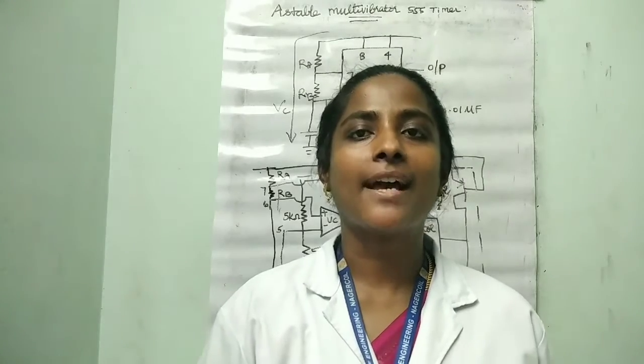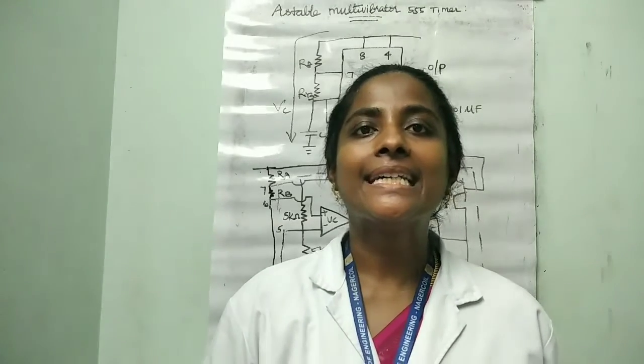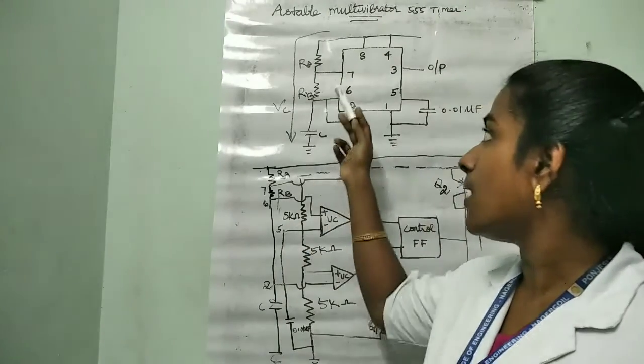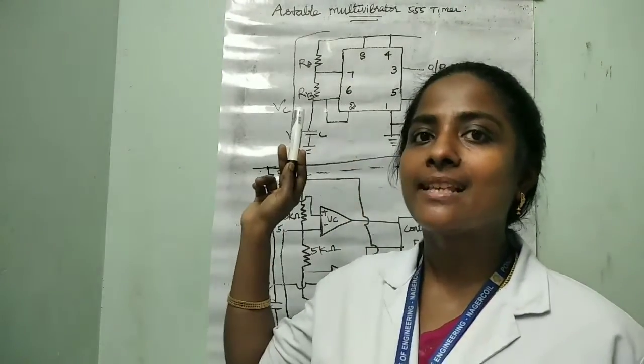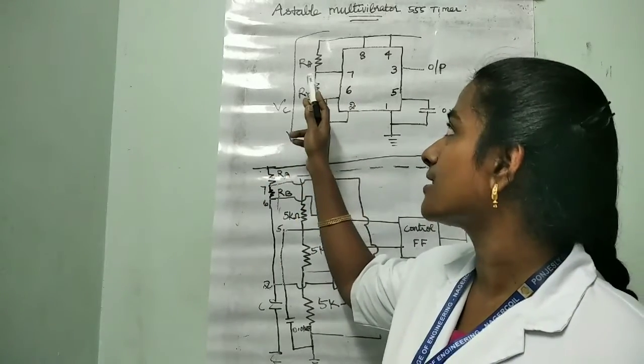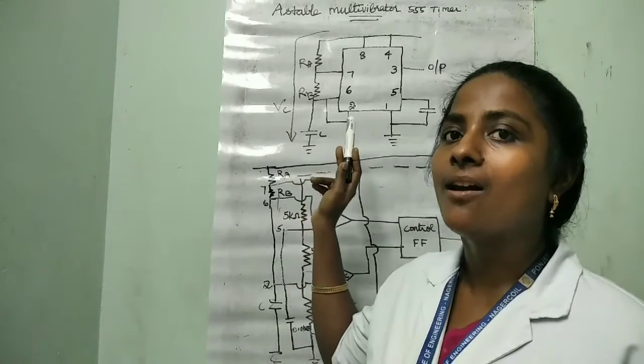Today I am going to teach about astable multivibrator using 555 timer. It is similar to monostable 555 timer only. Here the resistance, that is timing resistance, is split into two, that is RA and RB. Okay, this pin 7 of Q1 transistor is connected to the junction of RA and RB.